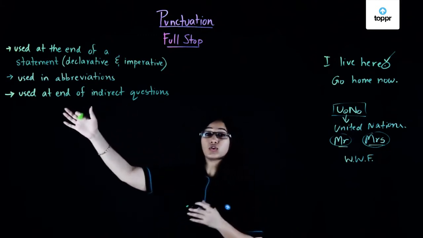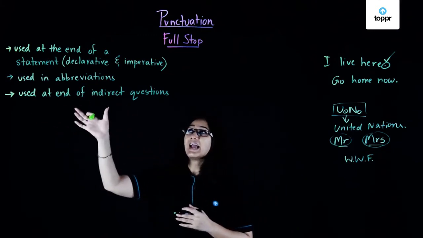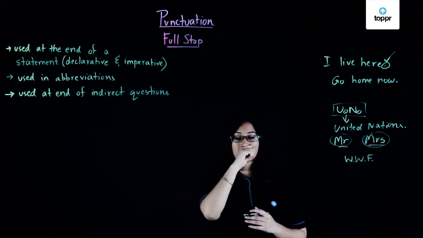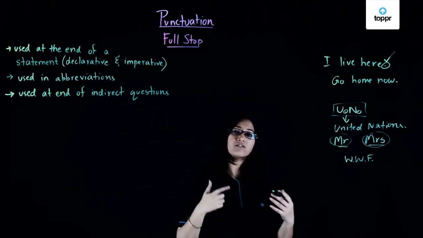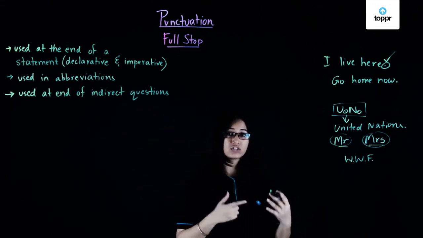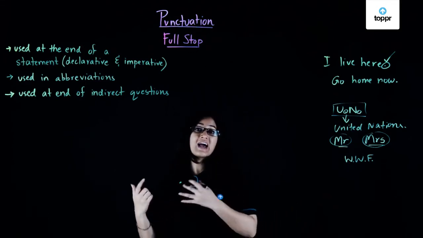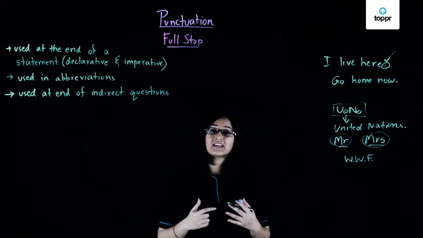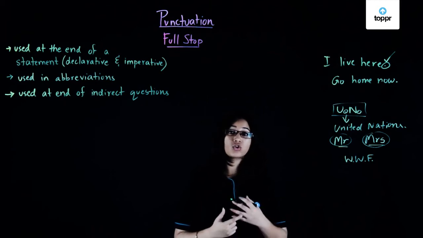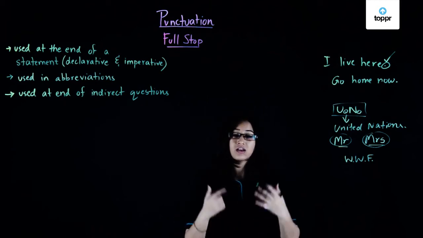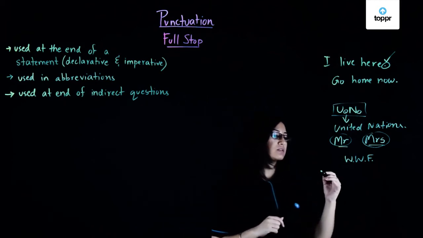Now, we can also use the full stop at the end of indirect questions. Now, this is a little tricky. Whenever you have a statement which is talking about something that was asked, then you do not end that with a question mark because you're not directly asking a question. Let's take an example to understand what this means.